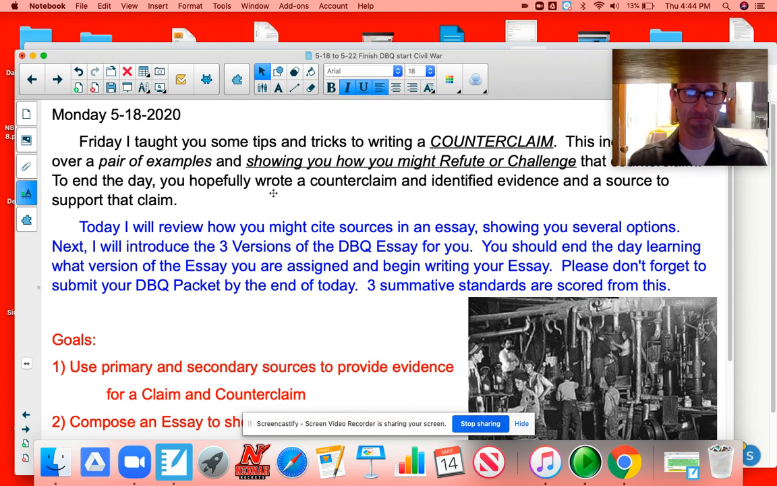To end the day, hopefully you wrote your counterclaim and identified some evidence that would support that counterclaim. Today, I'm going to show you how to cite some sources, give you a couple quick examples. I'll introduce the 3 versions of the DBQ essay. You should, by the end of the day, know what version you should be doing based on an email. And then don't forget to submit your DBQ packet because it covers 3 standards.